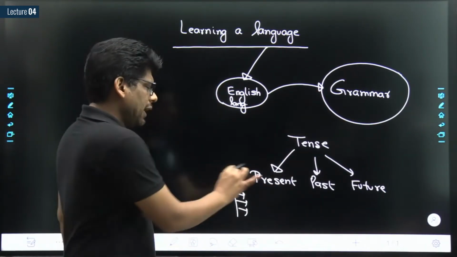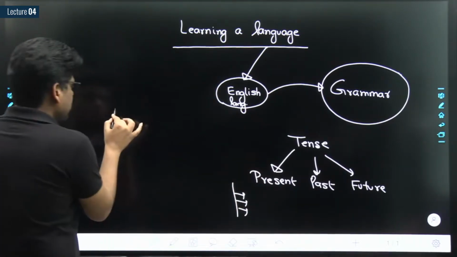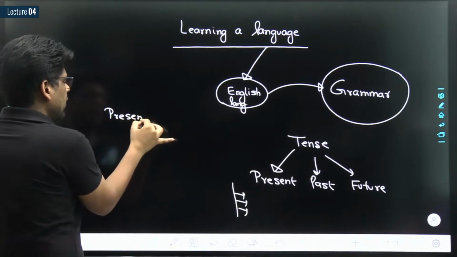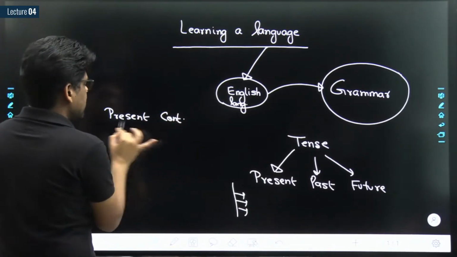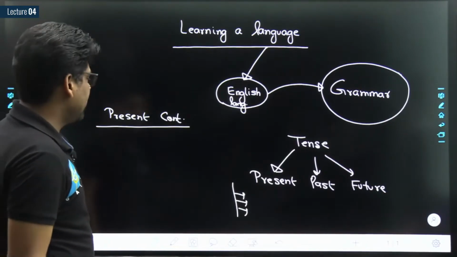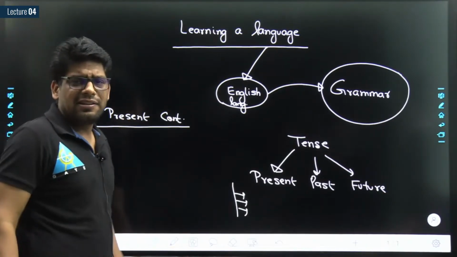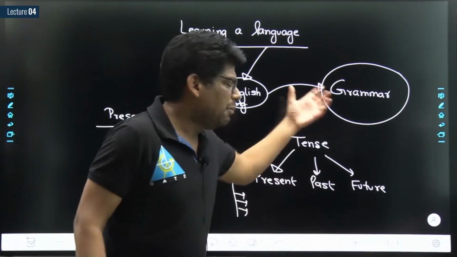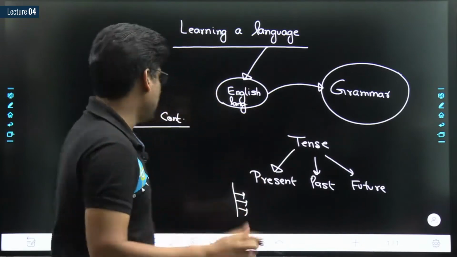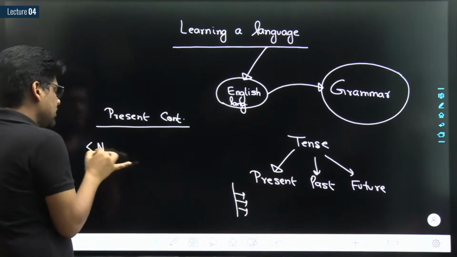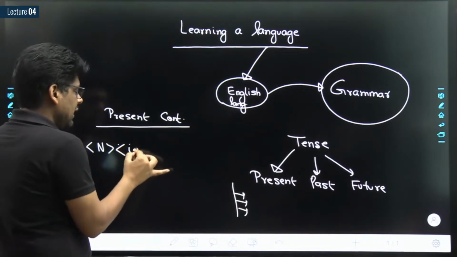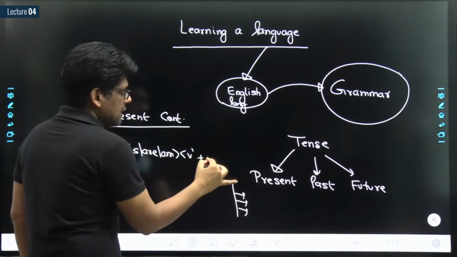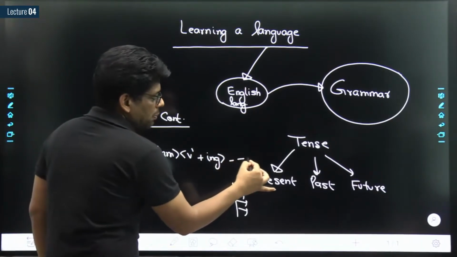Let us talk about present continuous. If we are supposed to learn present continuous tense, then what is it? It is nothing but a rule. Grammar is nothing but a set of rules. For example, present continuous, what is the rule? Noun plus is/am/are, then first form of the verb plus ing. I hope everyone knows about it.